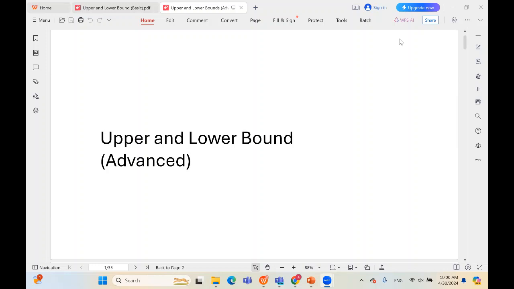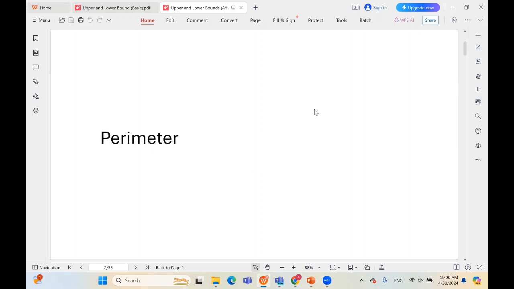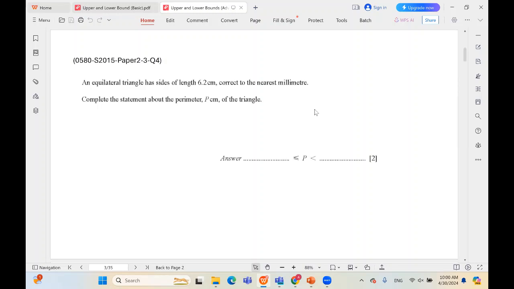In this video, we shall be discussing upper and lower bounds, and we shall be dealing with advanced problems. We shall begin with problems that require the perimeter. An equilateral triangle has sides of length 6.2, correct to the nearest millimeter. Complete the statement about the perimeter of the triangle.